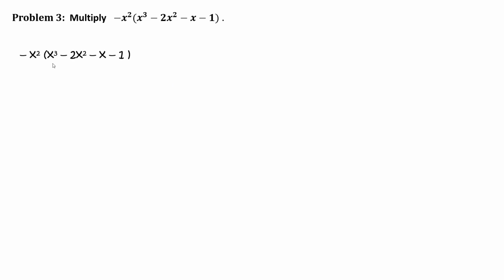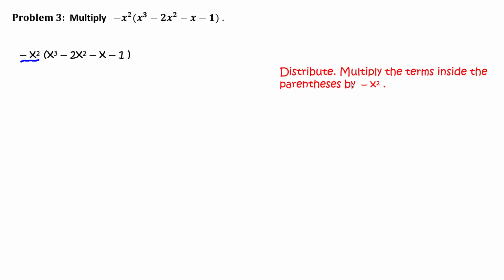We're going to start by rewriting the problem. Negative x squared times the quantity x cubed minus 2x squared minus x minus 1. All right, I'm going to begin by distributing. I'm going to multiply the terms inside the parentheses by negative x squared. So negative x squared times x cubed plus negative x squared times negative 2x squared plus negative x squared times negative x plus negative x squared times negative 1.